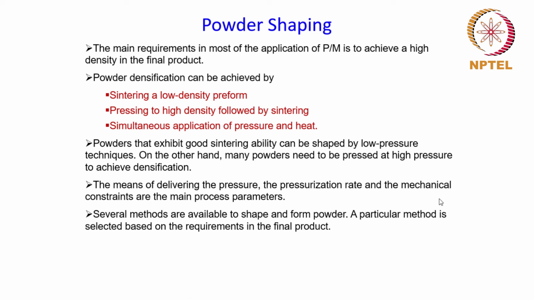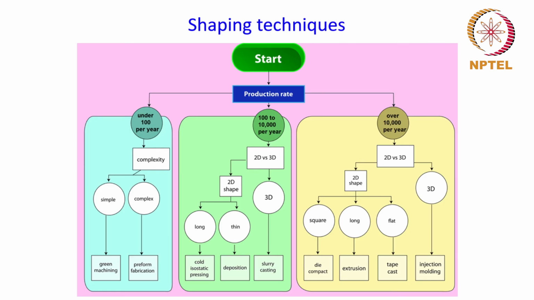or the material properties. For example, powders that exhibit good sintering ability can be shaped by low pressure. On the other hand, there are many powders which will need high pressure for the densification to happen. And there are several methods by which the powder can be shaped, and which shaping process is to be chosen primarily depends on two factors. One is the production rate and another is the complexity of the shape.